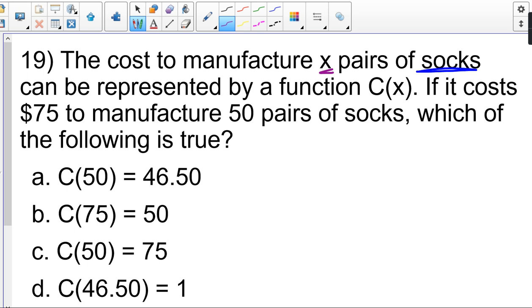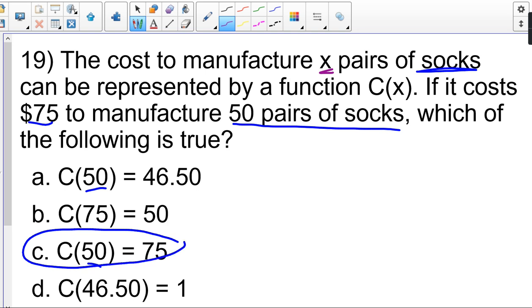What's the number of pairs of socks? 50 is the number of pairs of socks. So we want an input of 50. And with an input of 50, 50 pairs of socks, what's the output? What's the cost? 75. So input of 50, 50 pairs of socks, output of 75, the cost is $75.